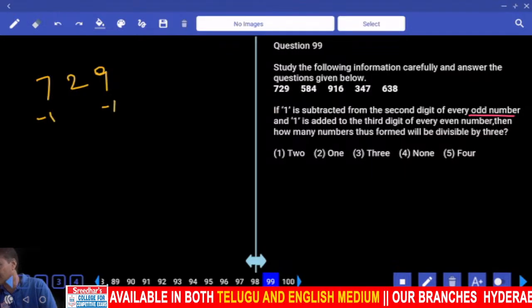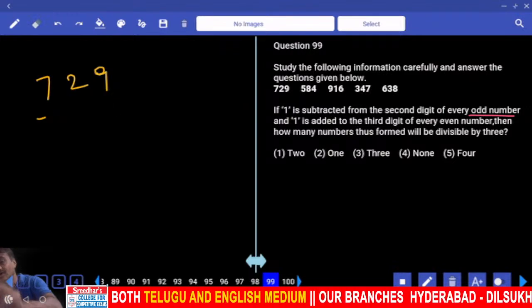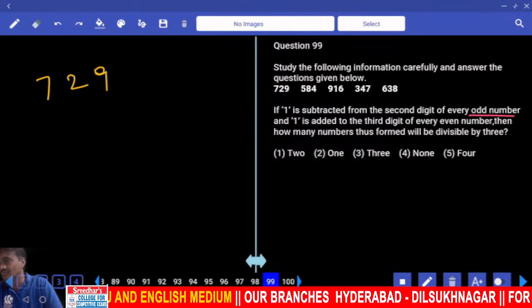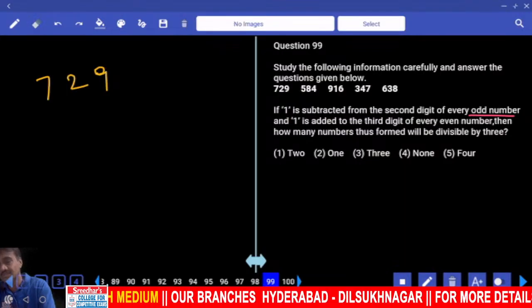7 minus 1, 9 minus 1? Fine, because they are odd digits. If he is talking about 1 must be subtracted from odd digits, then you need to subtract here.